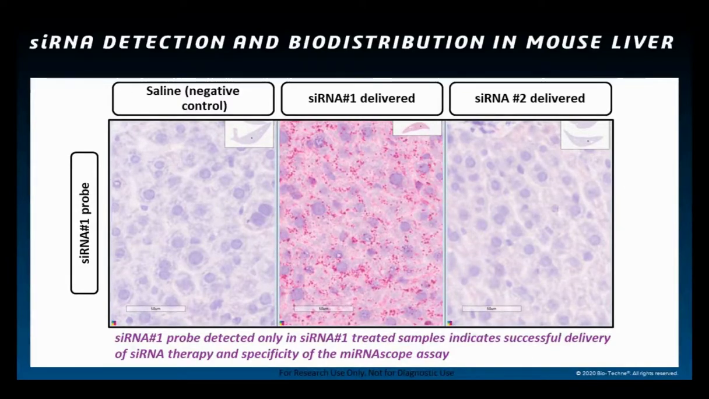Now, this slide captures the specificity of the miRNAscope assay, as only siRNA1 is being detected with the siRNA number 1 probe, while there is no signal observed in either the saline or in the completely independent siRNA number 2 molecule delivered to a different cohort. Again, this slide shows the type of actionable data that can be obtained with the miRNAscope assay. This data can drive new hypotheses or questions that are related to the chemistry of the siRNA, dosage, how that impacts stability, the biodistribution of the siRNAs, and of course, the impact on the target of interest.